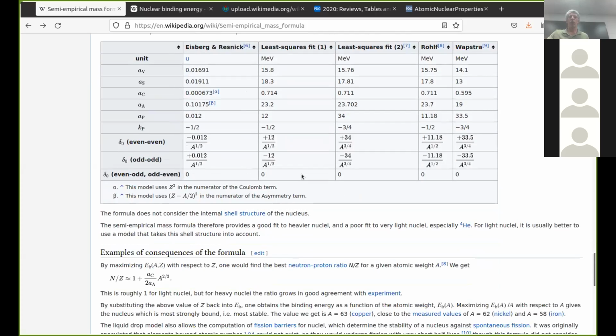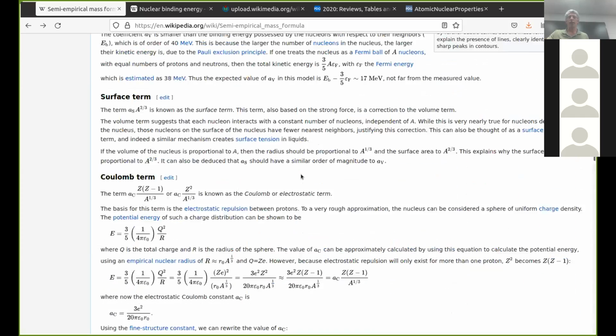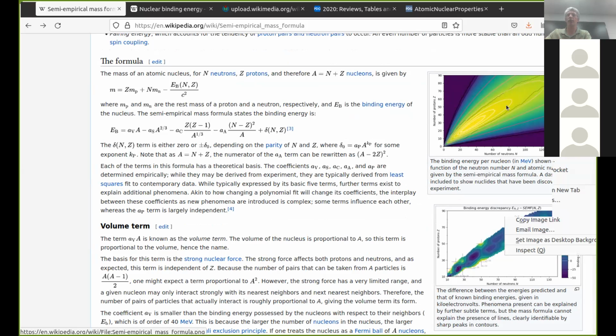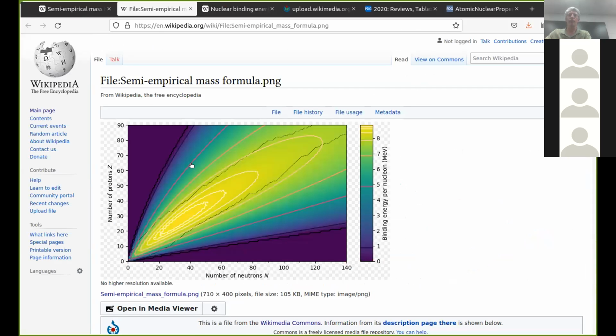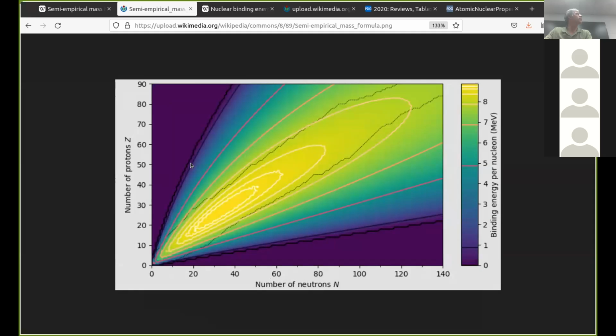So we get this model, and it's really rather successful. We can then, for any number of neutrons and protons, calculate the binding energy. And what we get is this plot that shows us binding energies of up to a bit more than 8 mega electron volts per nucleon.